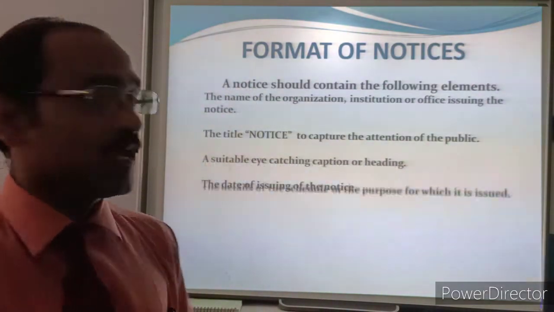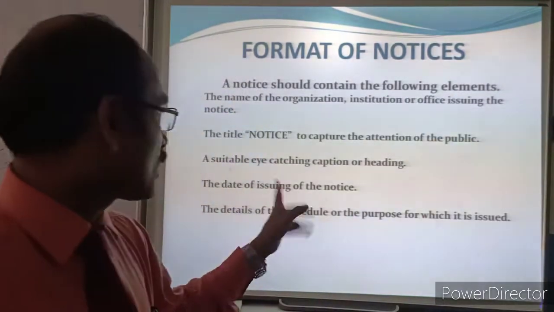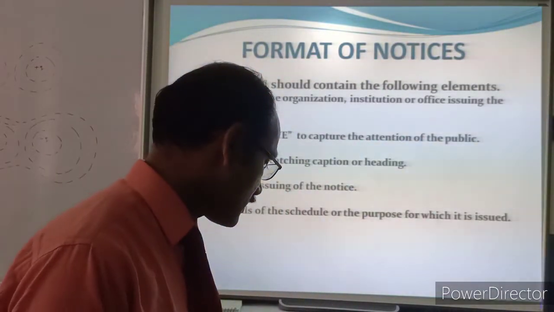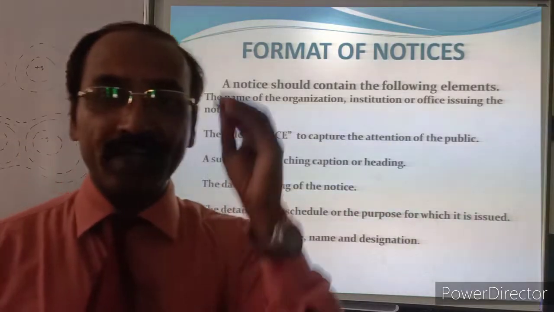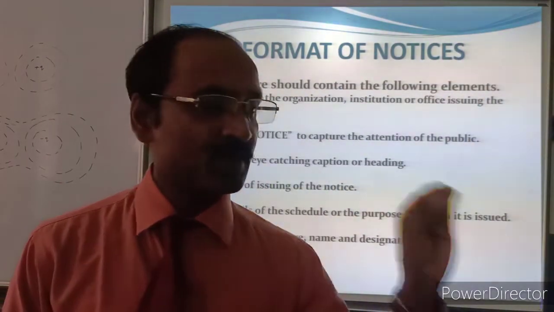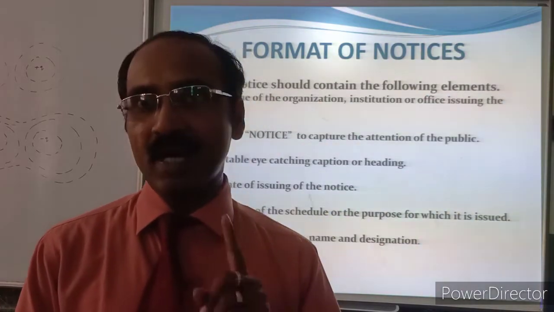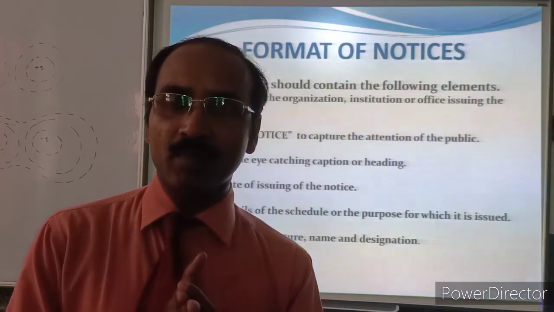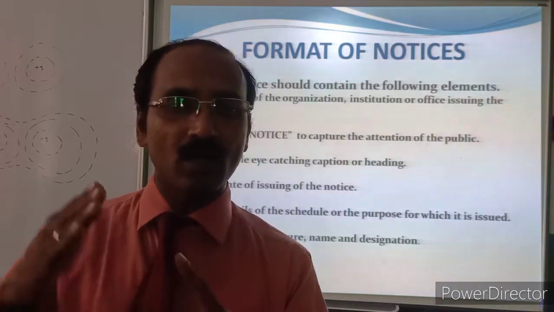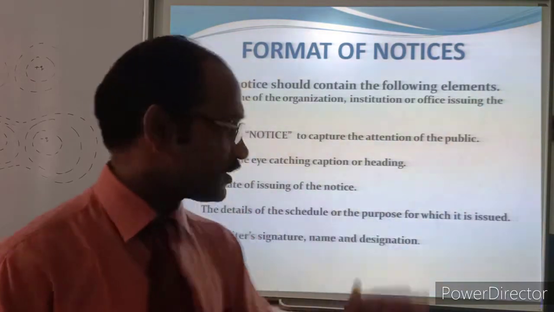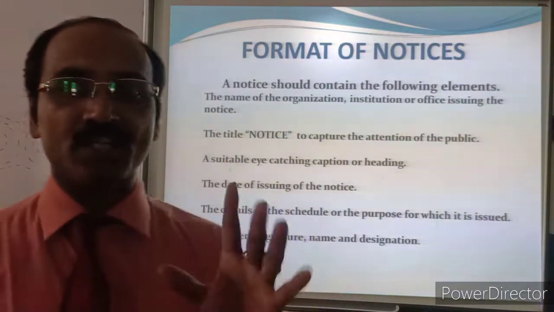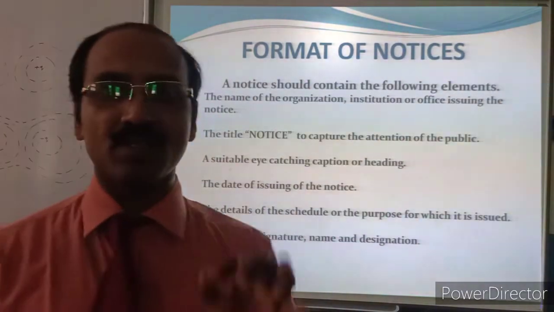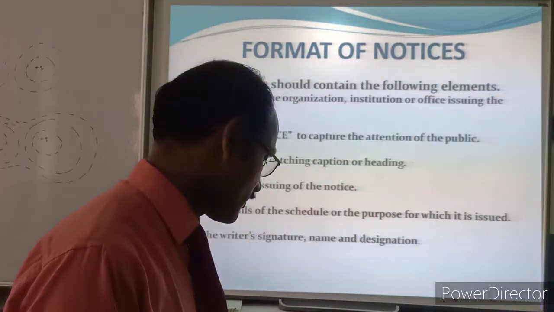Then the date of issuing the notice, and the details of the schedule or purpose of the notice which is issued. What is the purpose of the notice? Then write who is issuing the notice. Who is making the notice? Maybe the principal, maybe the academic coordinator, maybe the activity coordinator, maybe the secretary of any club. So the signature, name and designation, these three things of the writer are compulsory in the notice when you are making a notice.